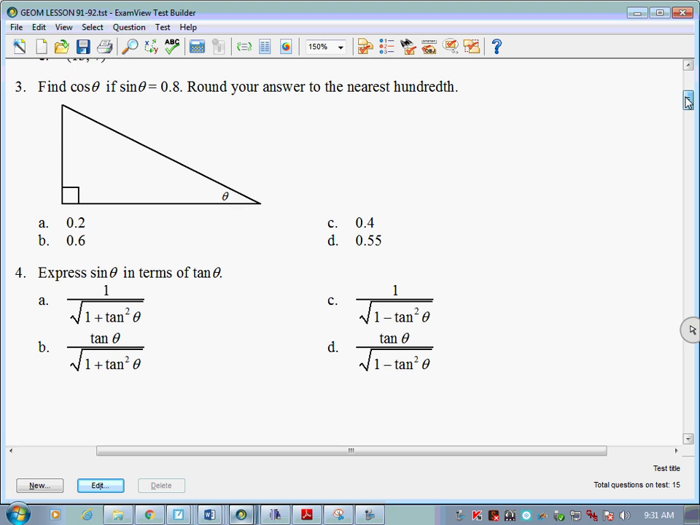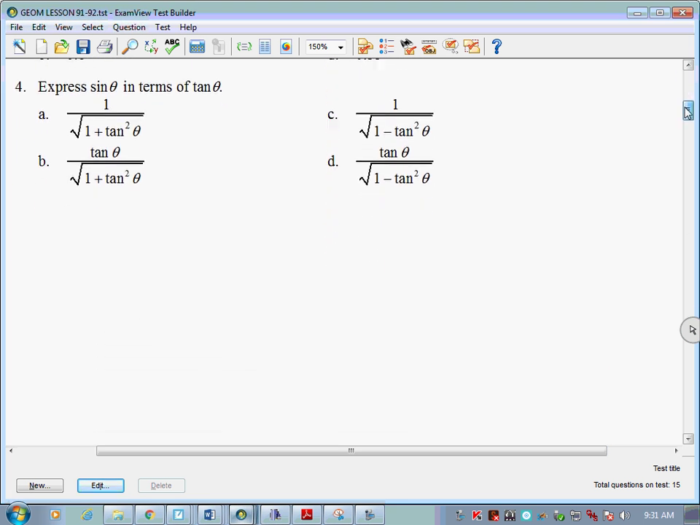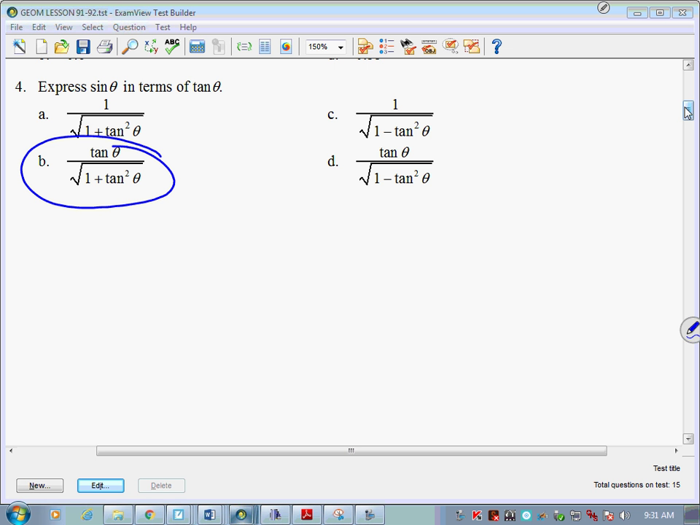Now, on number 4, as complicated as it looks, it's really just going back to our chart, right? Express sine in terms of tangent. Well, go back to your chart. What was sine in terms of tangent? You're going to look at sine on the left, and follow it all the way to in terms of tangent, which is what? B. Tangent theta over the square root of 1 plus tangent squared theta. So that was just looking at the chart, because the trigonometric identities are what they are. They're not going to change at all.